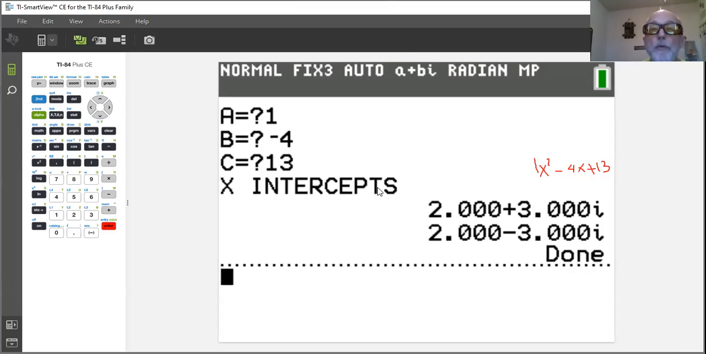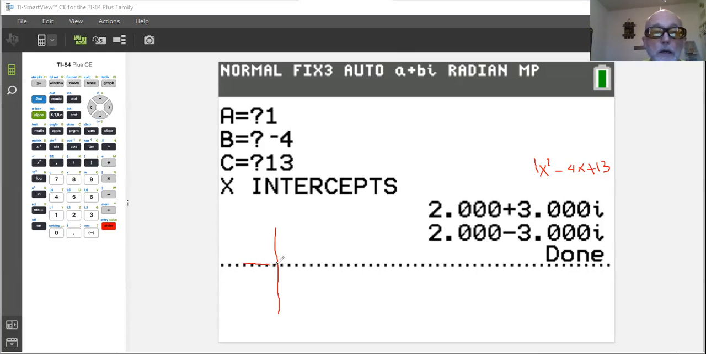What this means is the parabola, where's my picture? The parabola does not cross the x-axis at all. It looks like this, right? But it still has two numbers that make this equal 0. There are two numbers. One of them is 2 plus 3i. See, that's what that says. It's got decimals in it. But one of the answers, the way we would write it, we wouldn't write all the decimals. We would say 2 plus 3i, and then we would say 2 minus 3i.